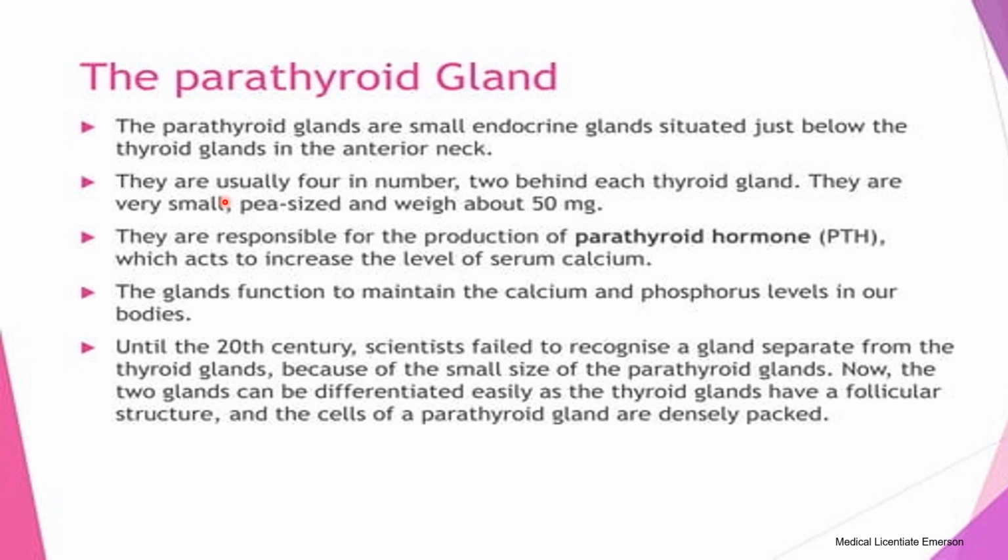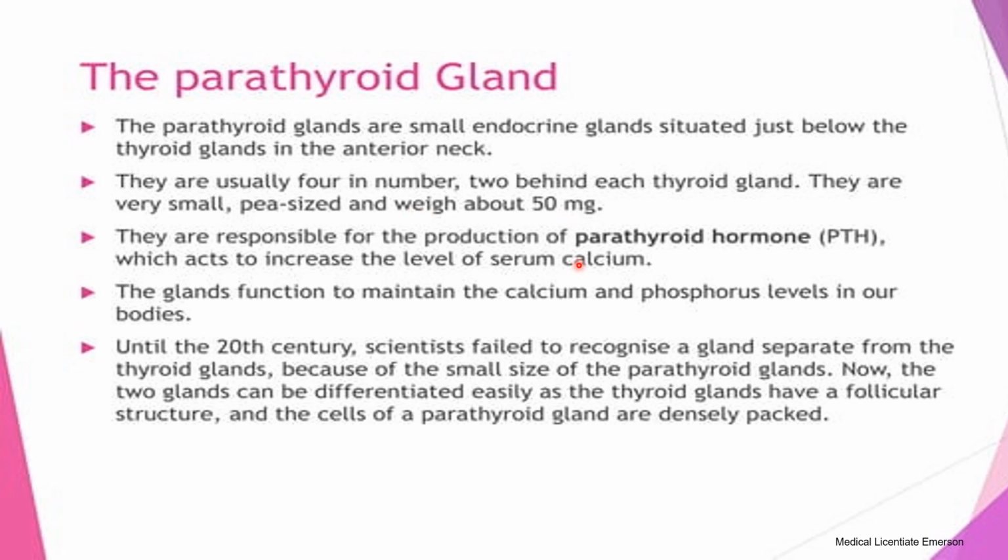This is confusing with the thyroid gland, but this is also another gland now. It is found below the thyroid gland, so we call it the parathyroid gland. The parathyroid glands are small endocrine glands situated just below the thyroid glands in the anterior neck. They are usually 4 in number, 2 behind each thyroid gland. They are very small, pear-sized, and weigh about 50 milligrams, and they are responsible for the production of the parathyroid hormone.